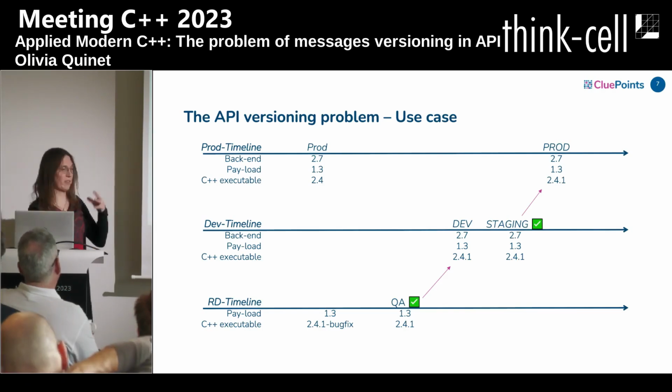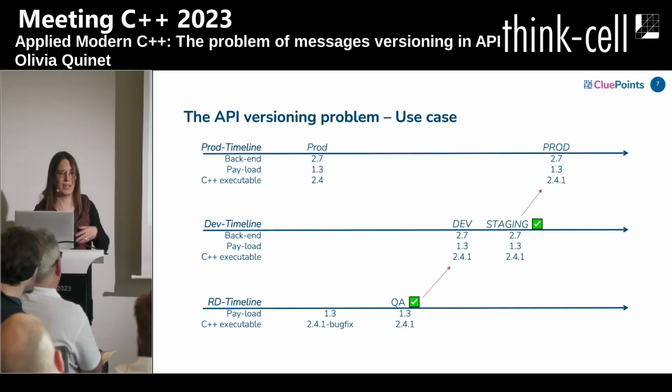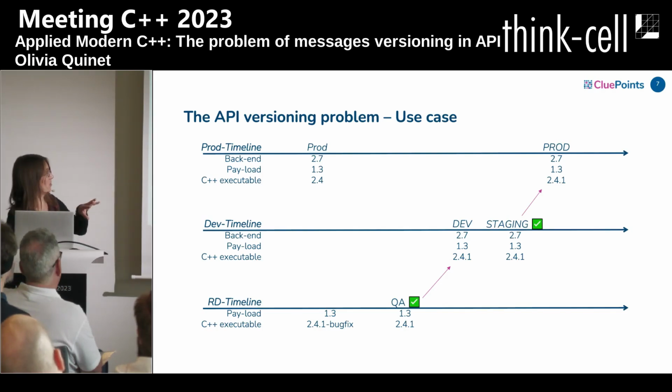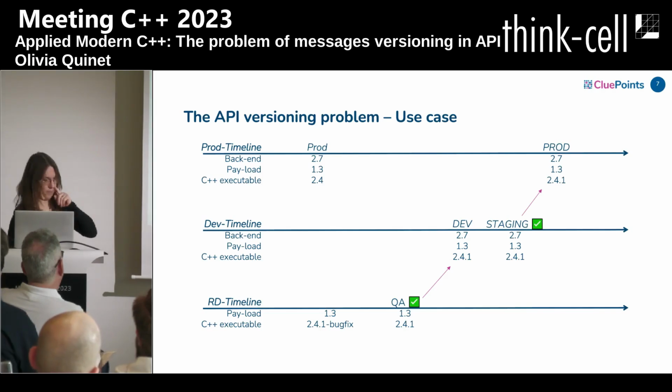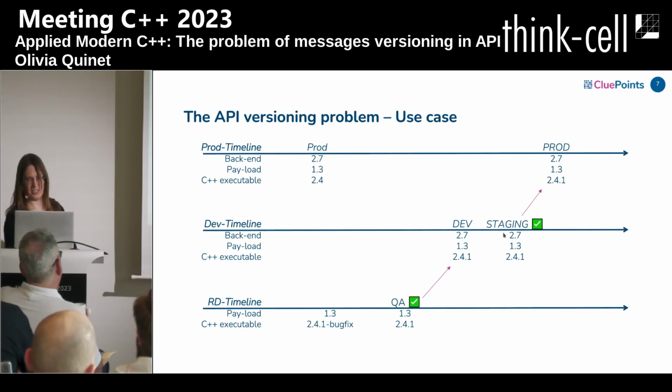So if you represent that in terms of timeline for the production, for the dev team and for the R&D team: in production you have the three versions, 2.7, 1.3, 2.4. We work in R&D, we do a bug fix, we give a new version, then it's QA approved, we get this final version, it's pushed in dev, then it's staging, and then we go back in prod.